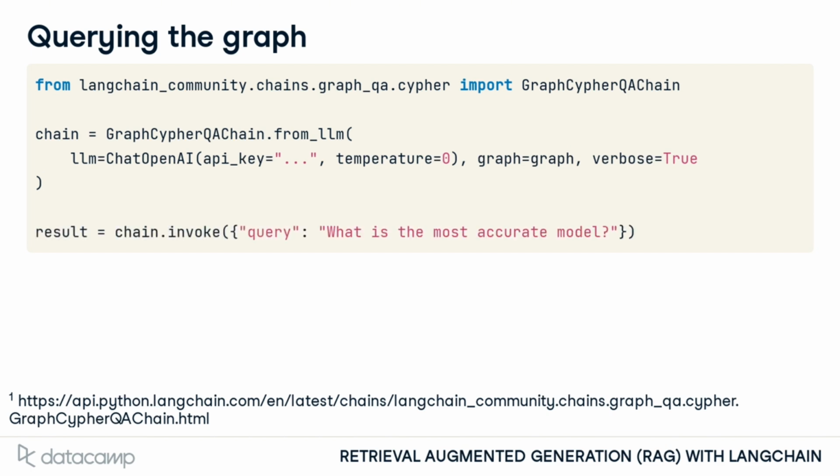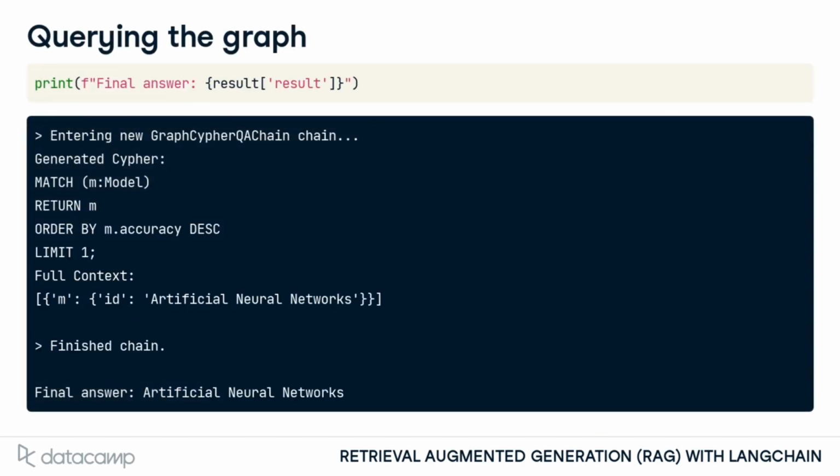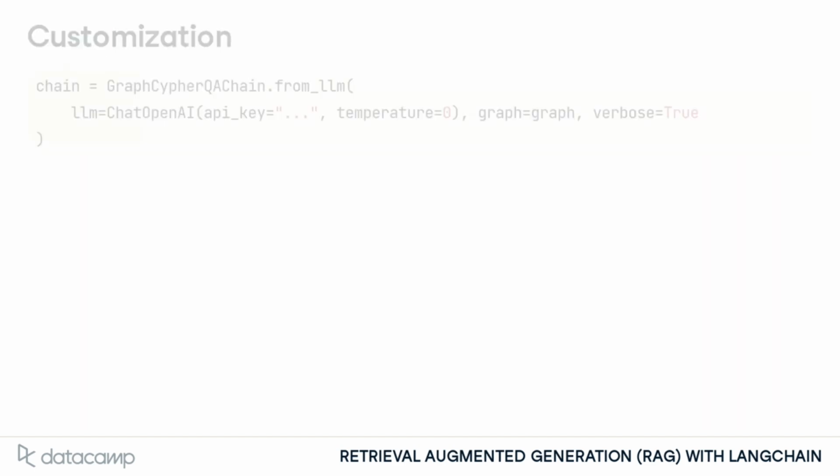We'll invoke the chain on a query to find the most accurate model and save the results. Let's view the output generated by verbose true, so we can see that the chain successfully created a Cypher query that finds all model nodes in the database, sorts them by their accuracy property in descending order, and returns the node with the highest accuracy. The context shows the query result, which is also reflected in the chain result.